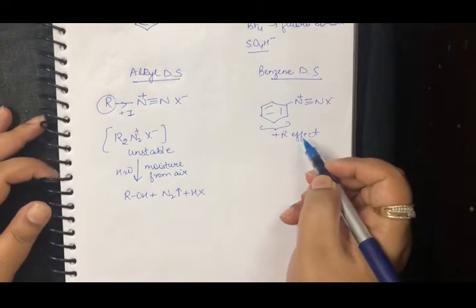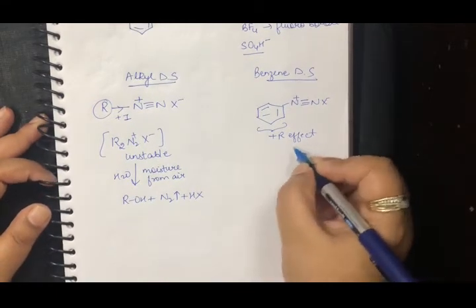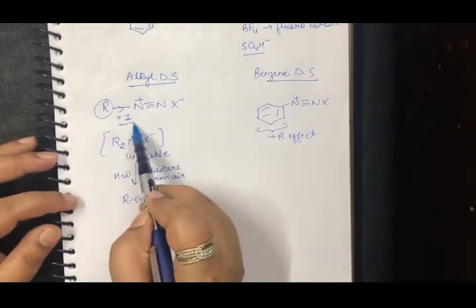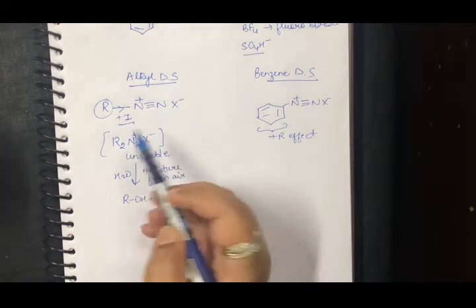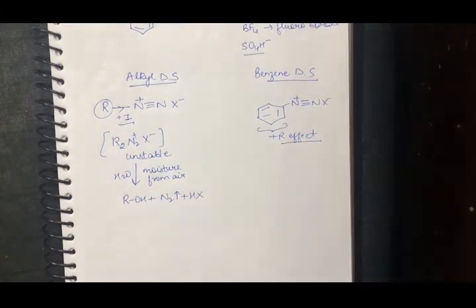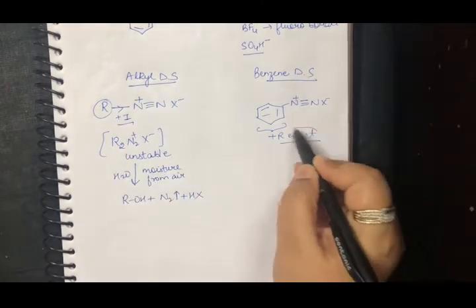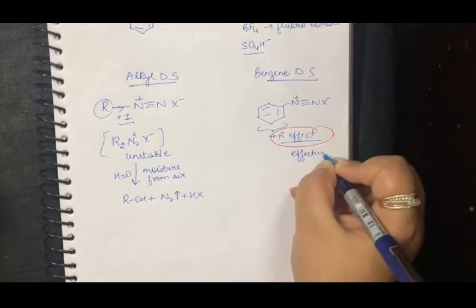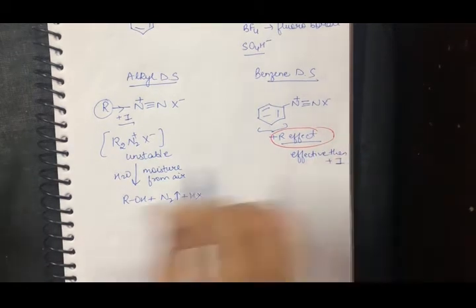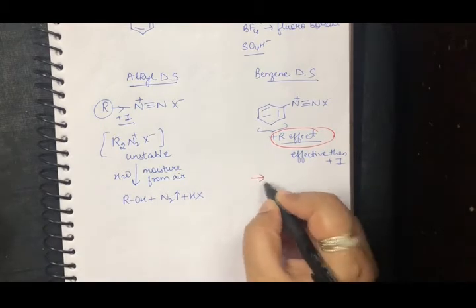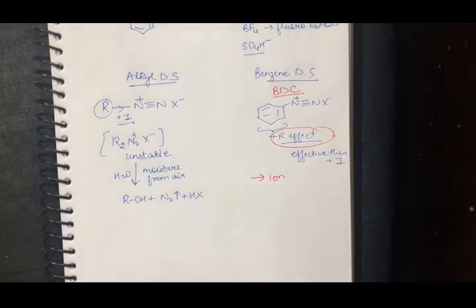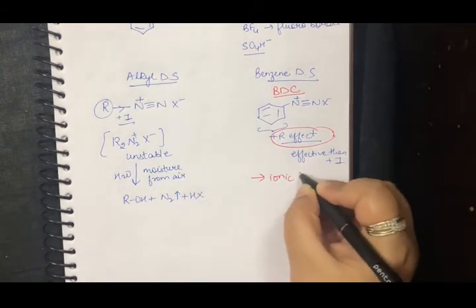Now, if I talk about the benzene one, here it is going to be plus R effect. And we also know that if I have to compare the plus I effect, the inductive effect, and the resonance effect, always and always you have to remember that in comparison to both of them, the resonance effect is more effective. It is more effective than your plus I effect. So otherwise also I know from the above that this benzene diazonium chloride or benzene diazonium salt is ionic in nature.